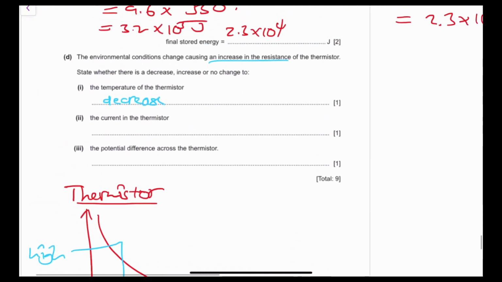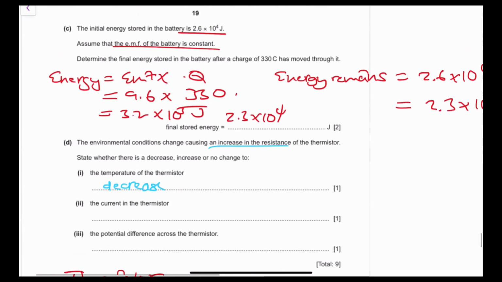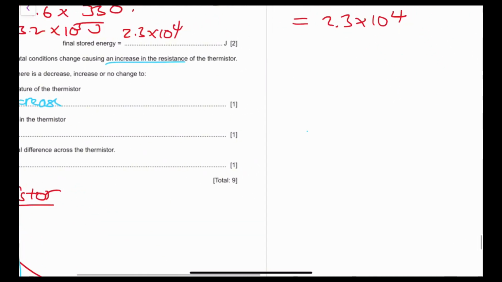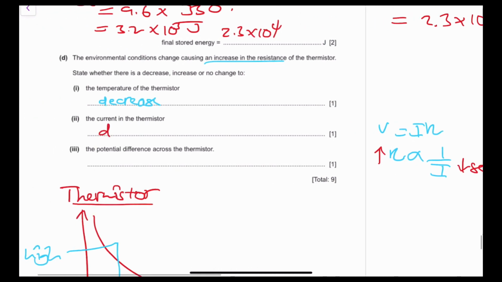And then they ask me the current in the thermistor. What happens to the current in the thermistor? Well, if the resistance increases, what happens to the current? I know that V is equal to IR, which means that resistance is inversely proportional to the current. If the resistance increases, the current has to decrease. So the current in the thermistor actually decreases.